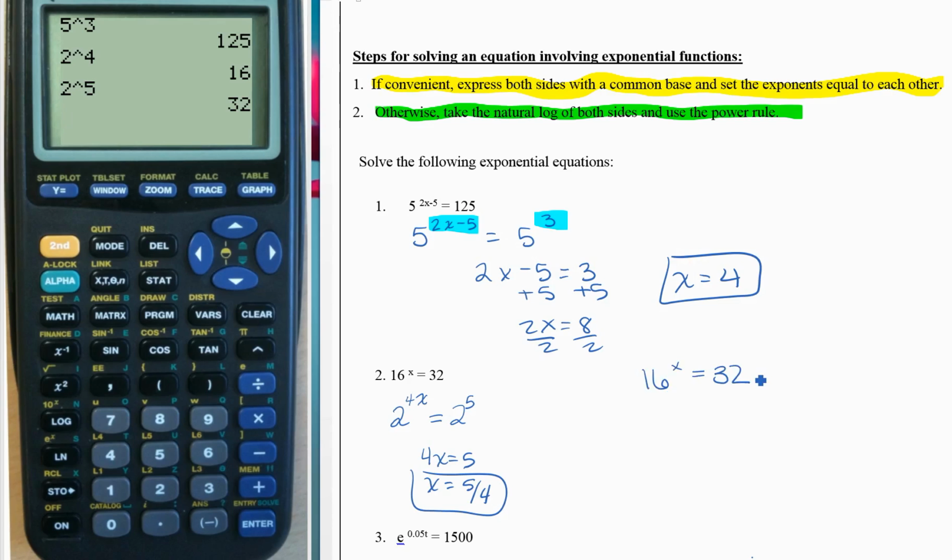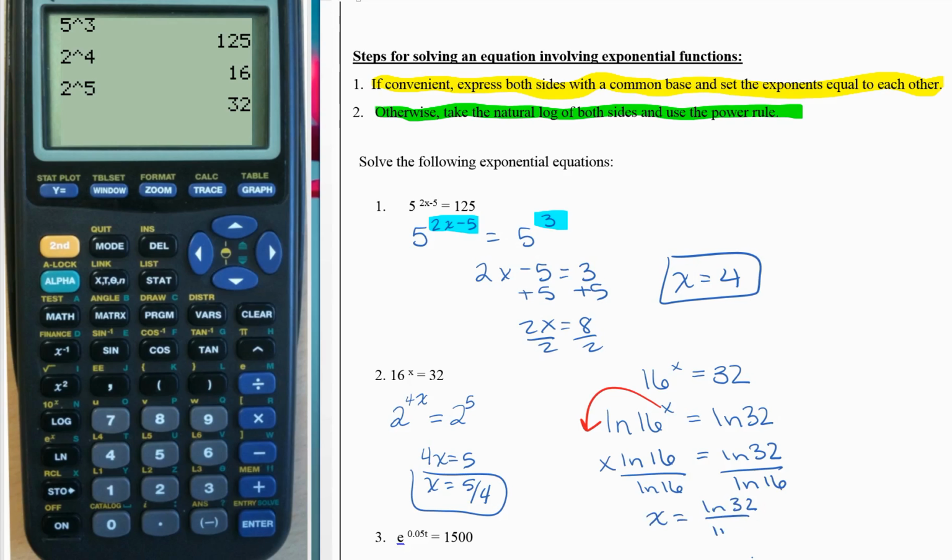And we're going to take the natural log of both sides, which means we're going to say natural log of 16 to the x equals natural log of 32. Now notice what natural log does, remember the power rule, says that we can bring this exponent down in front. So we can rewrite this as x natural log of 16 equals natural log of 32. And now to solve for x, we just need to divide both sides by natural log of 16. So x equals natural log of 32 over natural log of 16, which we can put in our calculator.